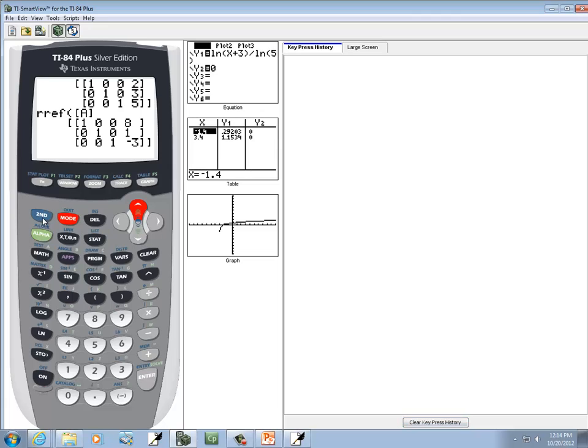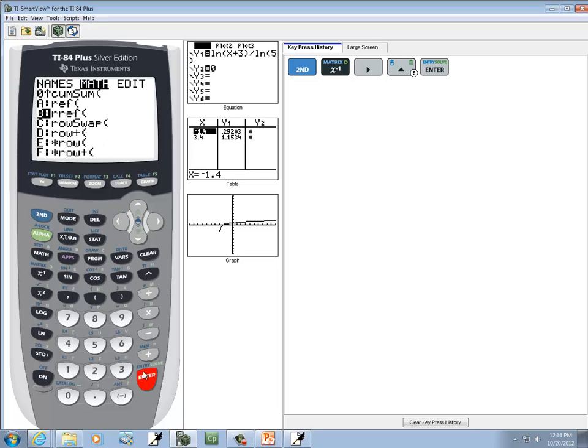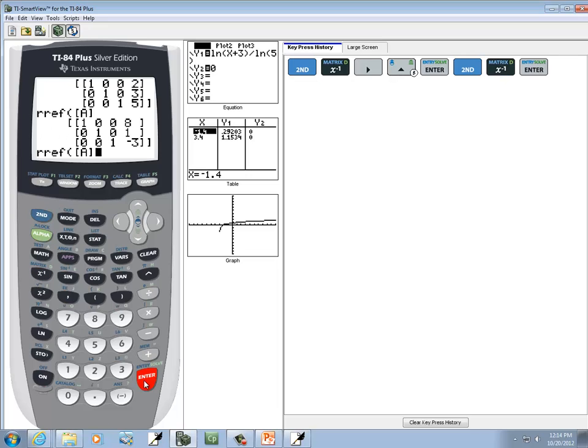Now we're going to go and do our REF. So do second, x and negative 1. Right arrow to math. Up arrow to REF. Enter. Go back in the matrix menu. Do enter on A. And enter again. And that implies I entered something incorrectly.